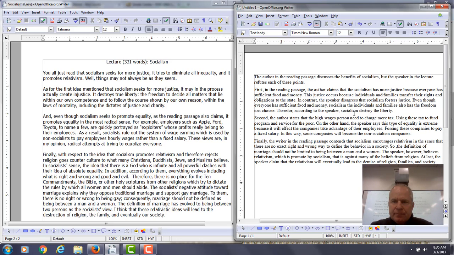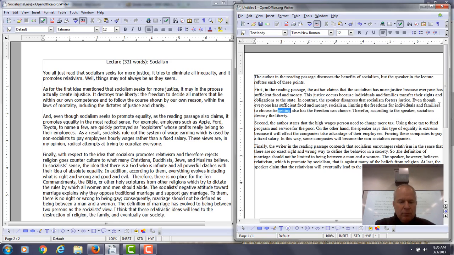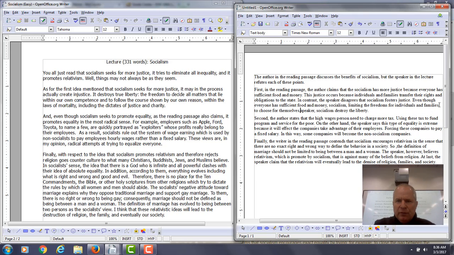So socialism, about limiting the freedoms for, you might say, even though everyone has sufficient food and money, socialism limiting the freedoms for individuals and families. Then you might say this. And I think that's probably good enough. So I think we have our second paragraph here.